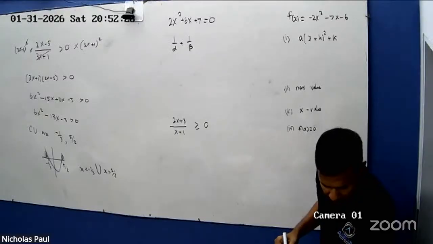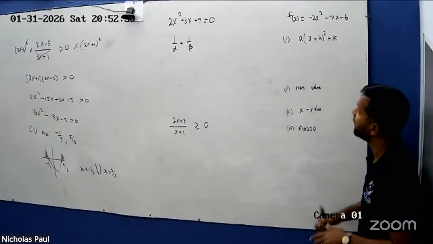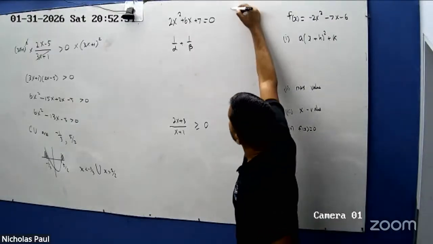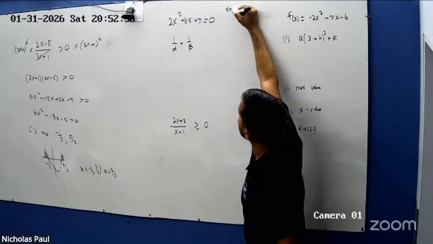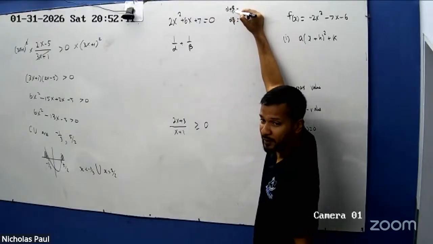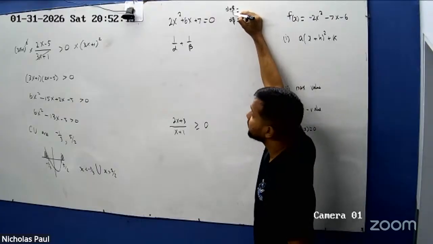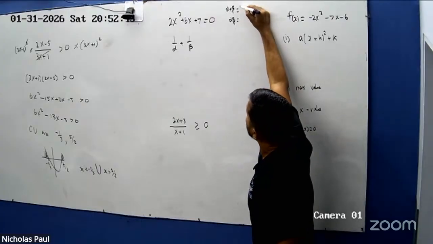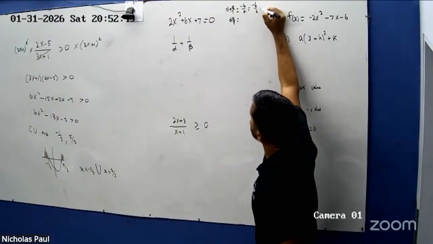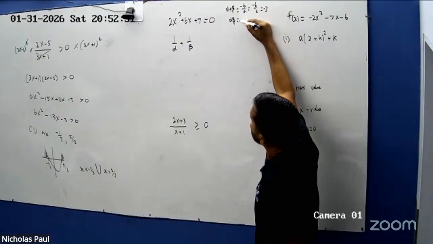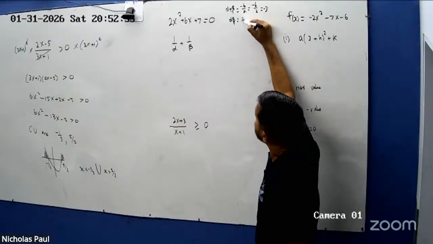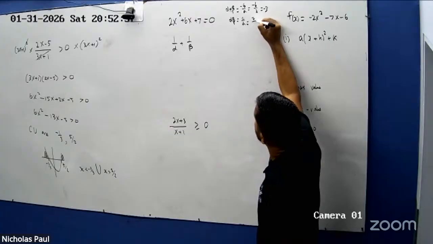Alright, let me go there. First one: 1 over alpha plus 1 over beta. The first thing that we need to get here is alpha plus beta, alpha by beta, right? What's alpha plus beta? Minus b on a, which is minus 6 on 2, which is minus 3. Alpha by beta is what? C on a, which is 7 over 2.